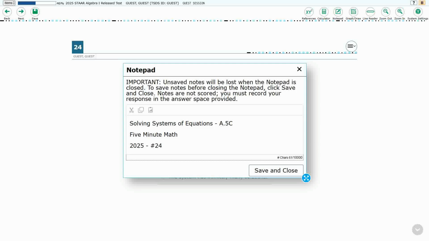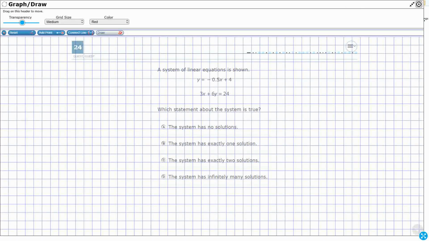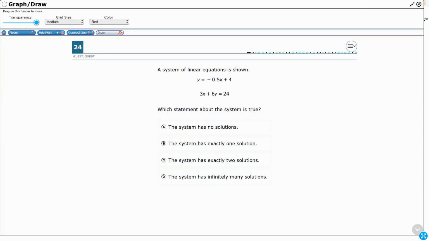Today we are looking at the Algebra 1 concept of solving systems of equations. This is standard A.5C in the great state of Texas, and we are using item number 24 of the 2025 released STAAR test. If you haven't done so already, please go ahead and take a moment to pause the video, work this problem out on your own, unpause it, and we will look at our answers together.